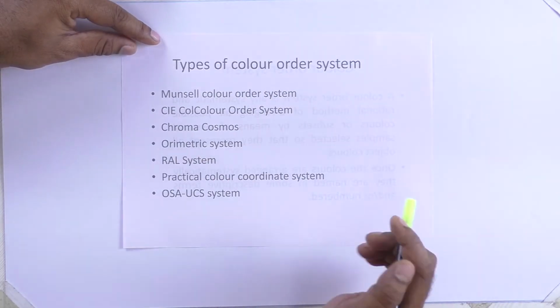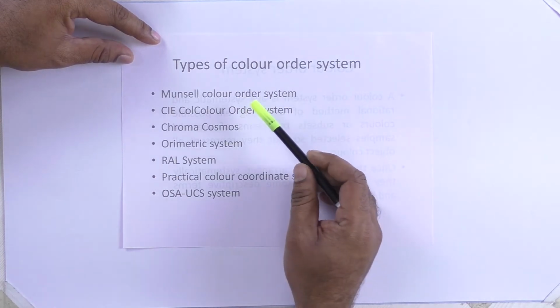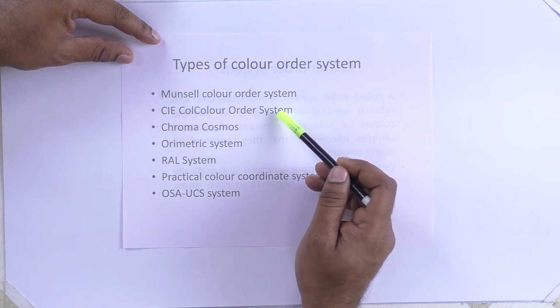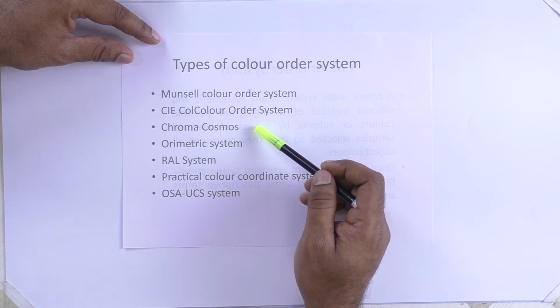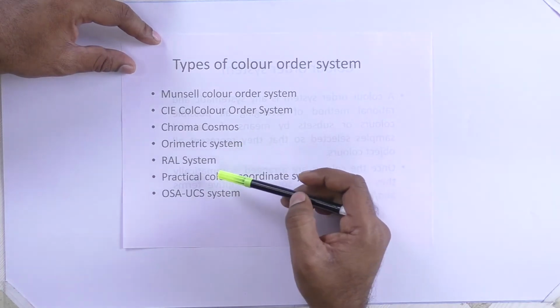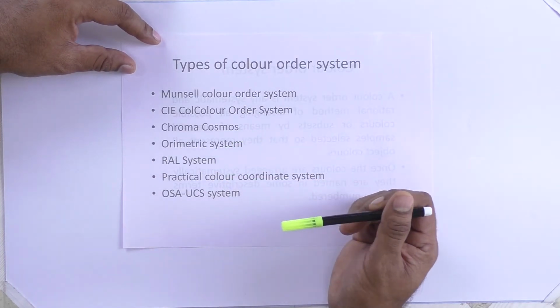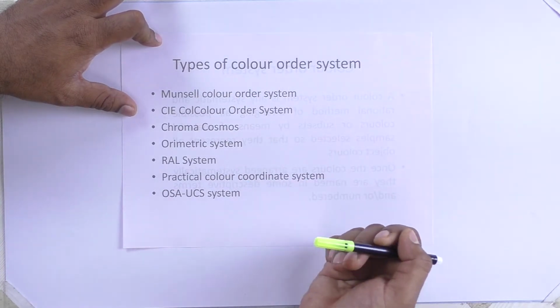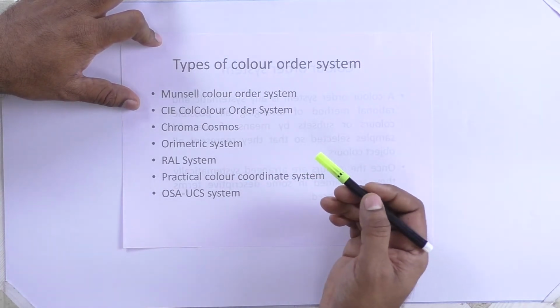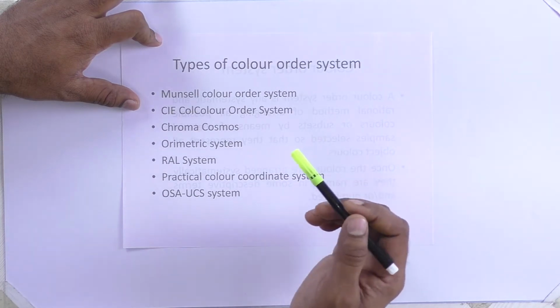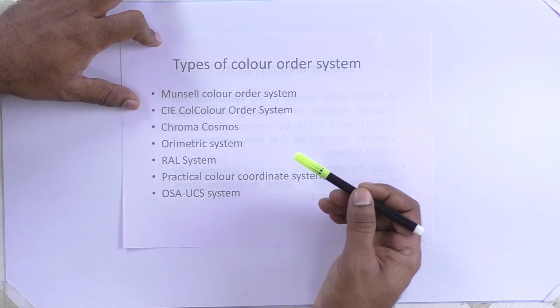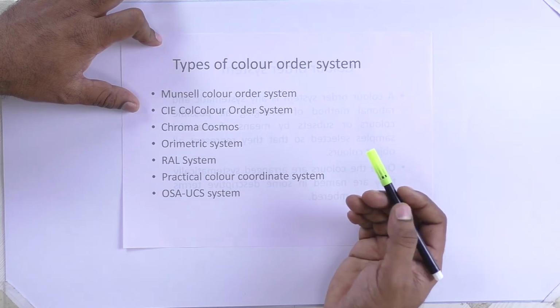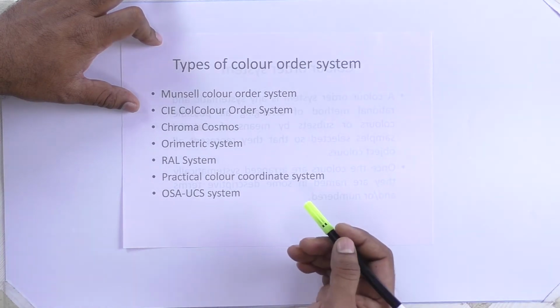There are so many color order systems available: Munsell color order system, CIE color order system, Chromo Cosmos, Colorimetric system, Ral system, Practical color coordinate system, OSA UCS system. These are common color order systems available in the market. But mostly the Munsell color order system and the CIE system are widely used in most of the color measuring instruments.